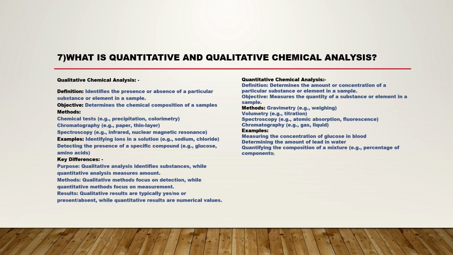Purpose: qualitative analysis identifies the substance, while quantitative analysis measures the amount. Method: qualitative methods focus on detection, while quantitative methods focus on measurement. Results: qualitative results are typically yes or no, or present or absent, while quantitative results are numerical values.